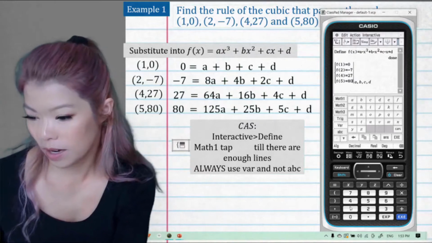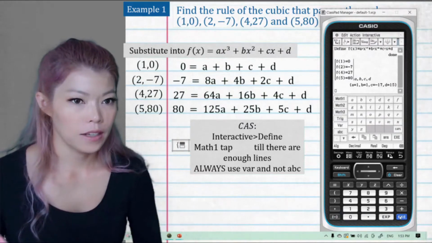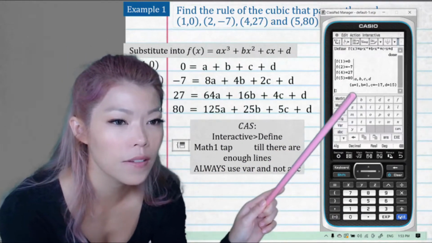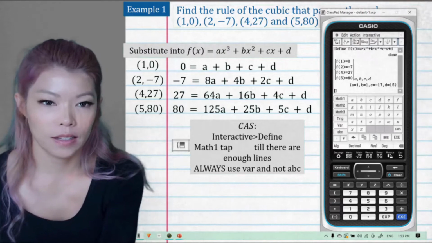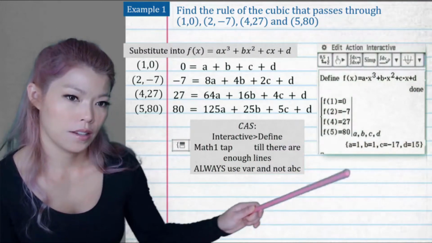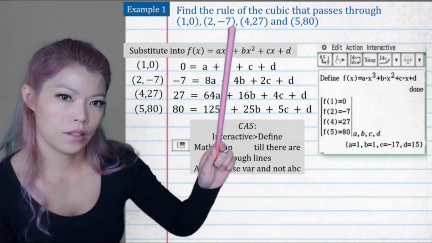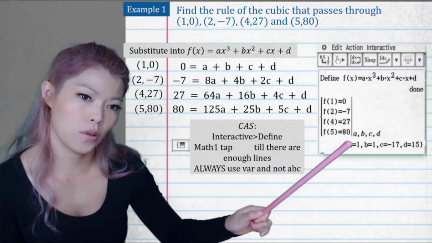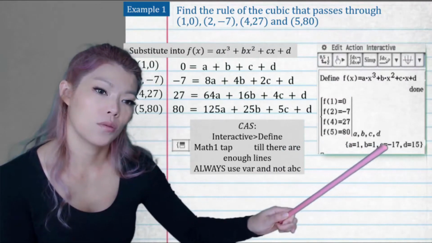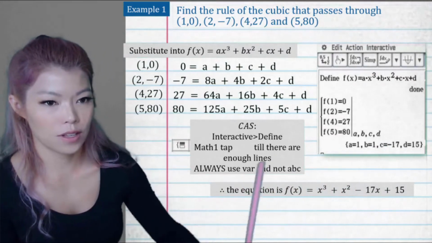And here we have a is 1, b is 1, c is negative 17, and d is 15. So let me screenshot that for you, so that we can refer to it. So because it's a cubic, x cubed will have a coefficient of 1, x squared will have a coefficient of 1, x will have a coefficient of negative 17, and our last value is 15.